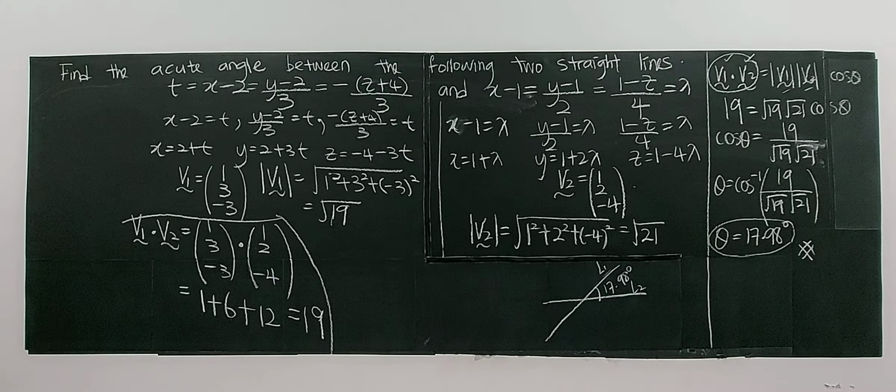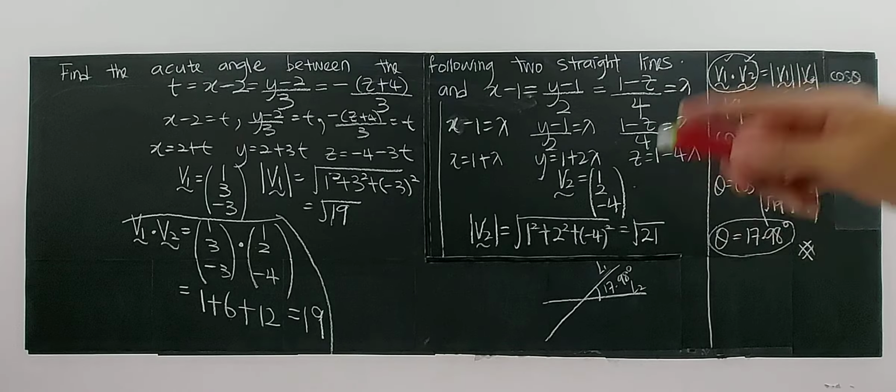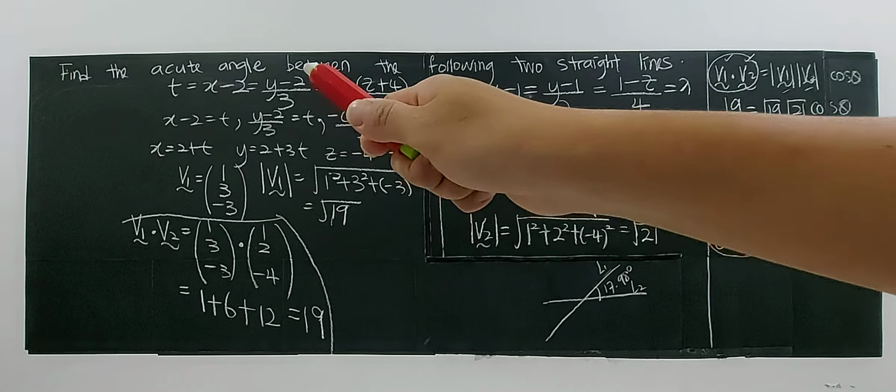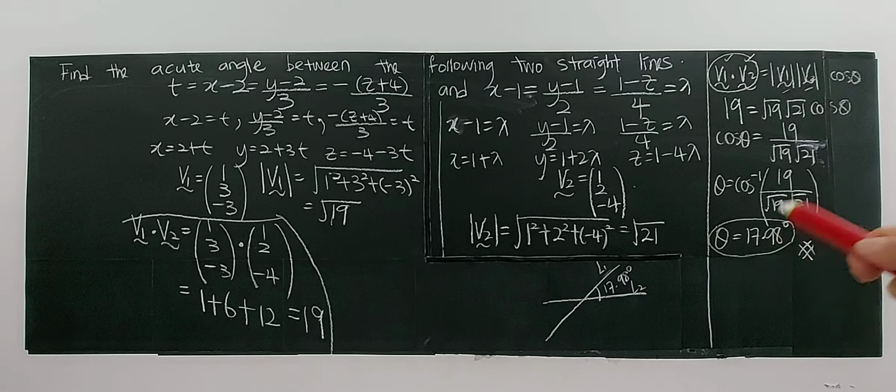Hope you understand the way of finding the angle between two straight lines. The most important thing is knowing how to get the direction vector from the two straight lines and applying the formula, and definitely you will get your angle between the two straight lines.